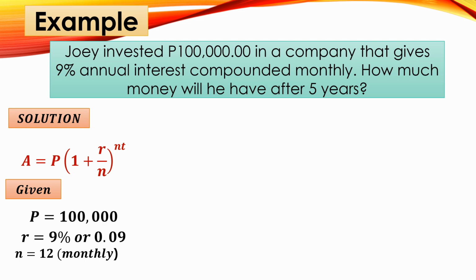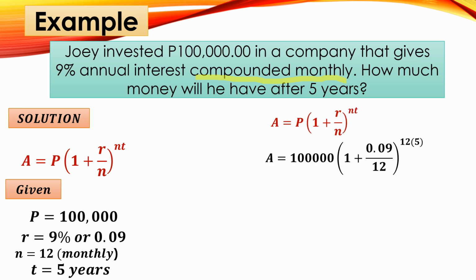Our n is 12. Bakit daw? Kasi po ay compounded monthly. And our time is 5 years. So again, substitute our given to our formula. So 100,000 times 1 plus 0.09 over 12 raised to 12 times 5. Then after that, simplify nyo to. 0.09 divided by 12. The answer is 0.0075.